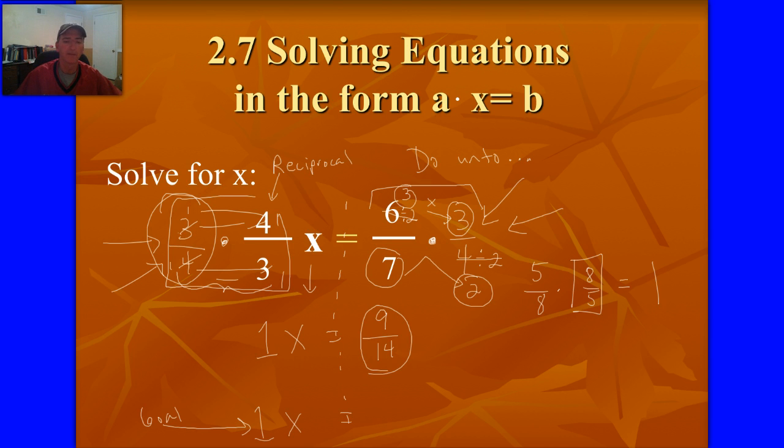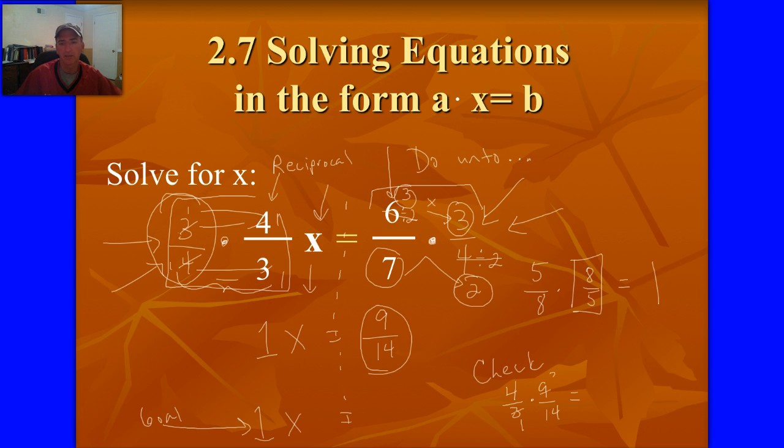And that's correct. Now here's the beautiful thing about this. You can check your answer whenever you solve. We got 9/14. If I take 9/14 and put it back into this problem, 4/3 times 9/14, watch what happens here. I'm just going to multiply. I'm going to check to see if that actually equals 6/7, which was my solution, or 4/3 x equals 6/7.